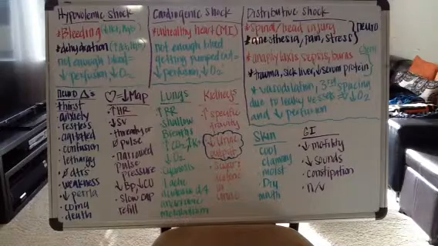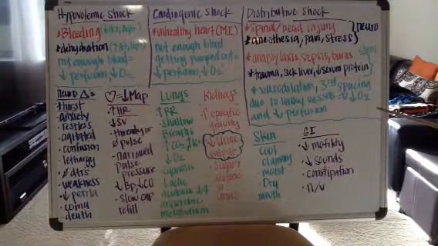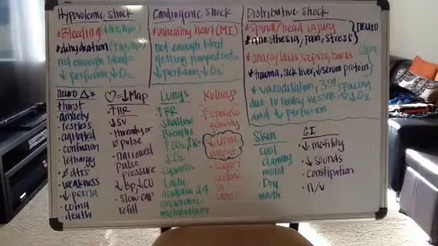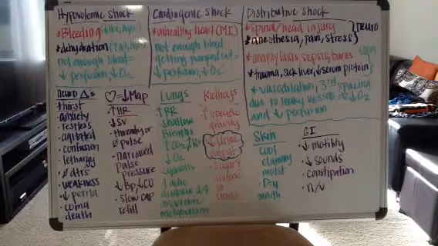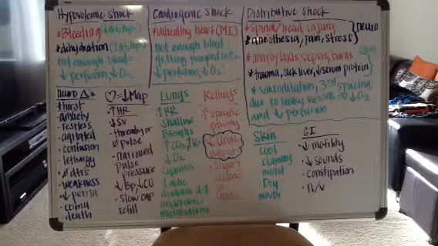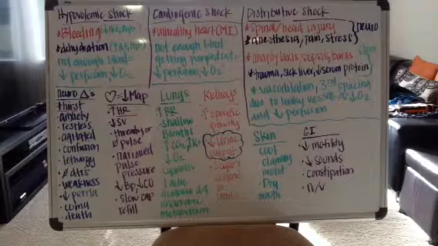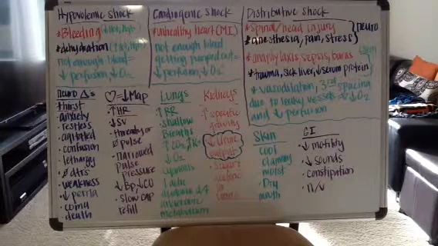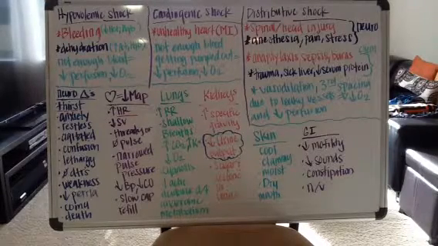But distributive shock, there are several types here. The main problem with this one is that there's vasodilation or leaky vessels that cause the fluid to come into the interstitial tissue, so it's not in the vascular space, so that causes a decrease in perfusion or decreased O2, or massive vasodilation causing a relative decrease in blood pressure and also a decrease in perfusion and oxygenation to the body.